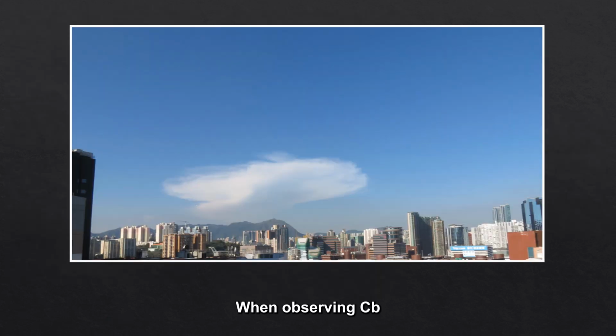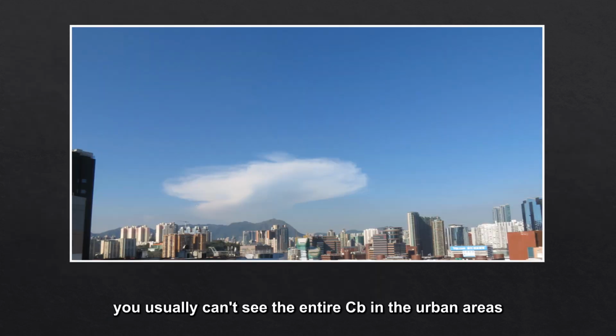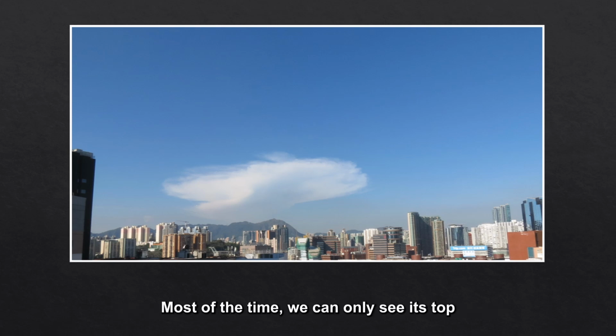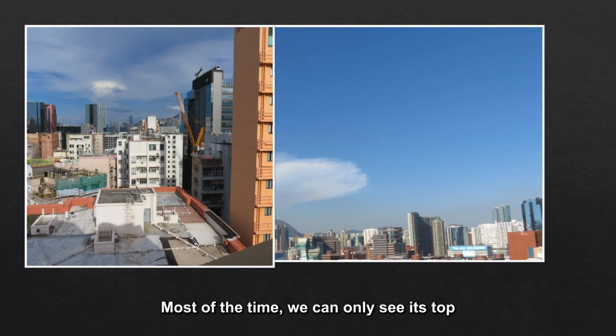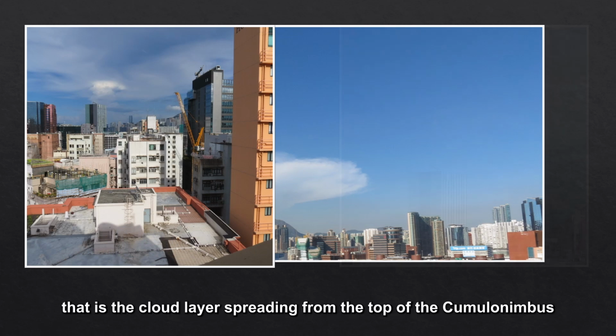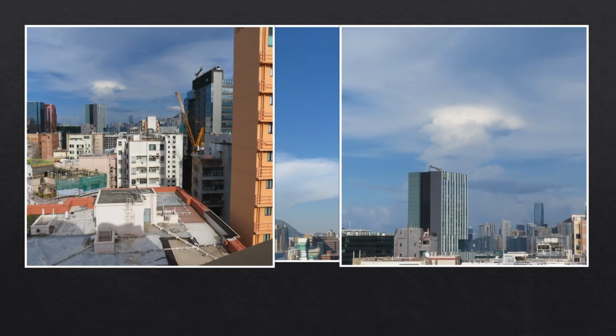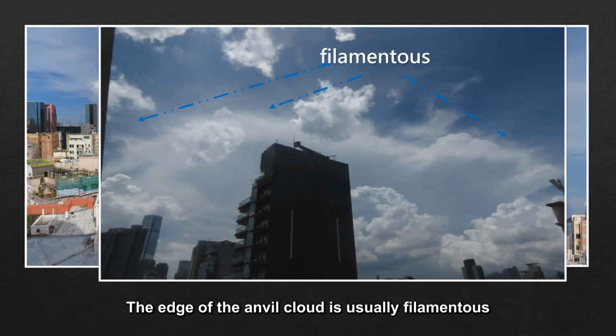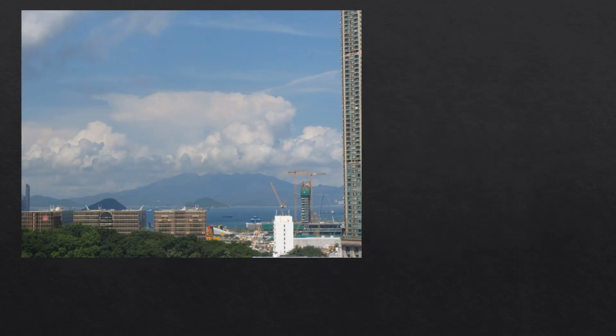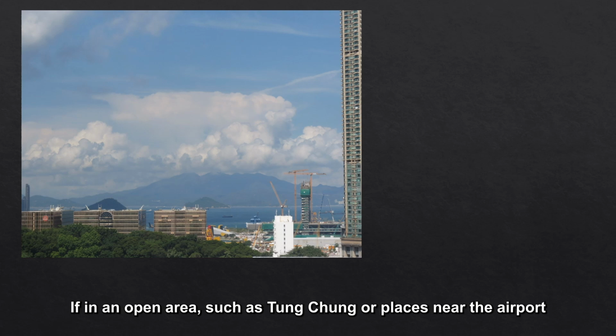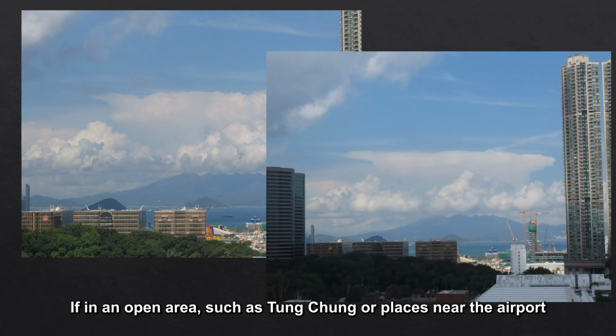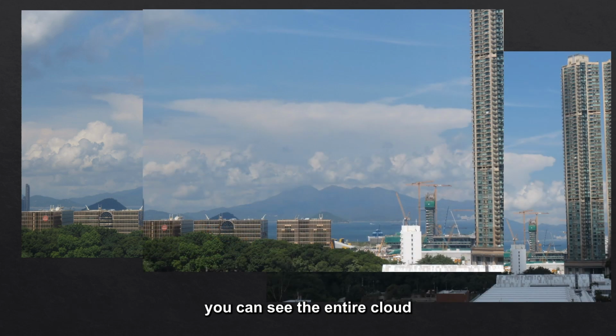When observing CB, you usually can't see the entire CB in the urban areas. Most of the time, we can only see its top. That is the cloud layer spreading from the top of the cumulonimbus. The edge of the anvil cloud is usually filamentous. If in an open area such as Tongchong or places near the airport, you can see the entire cloud.